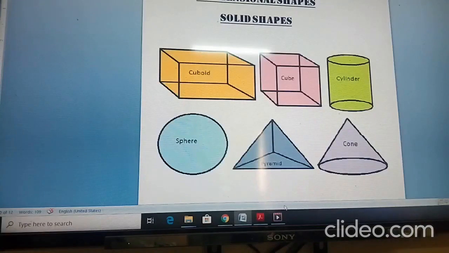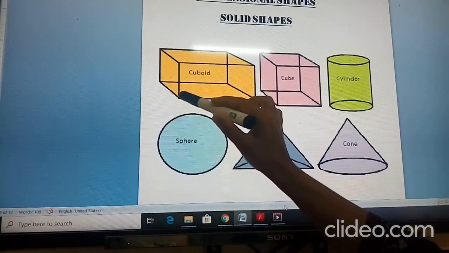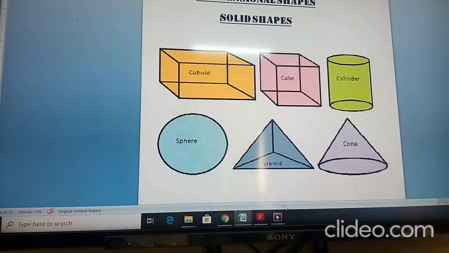Now we will move on to 3-dimensional shapes, that is also called solid shape. So the 3-dimensional shapes have 3 measurements, that is length, breadth, and also one more measurement, we have height also. So that's why we are calling these shapes 3-dimensional shapes. So let us see one by one solid shape. First one is cuboid, and the second one is cube, and the third one is cylinder, and the fourth one is sphere, and the fifth one is pyramid, and the sixth one is cone.